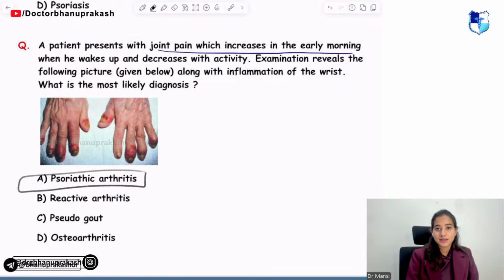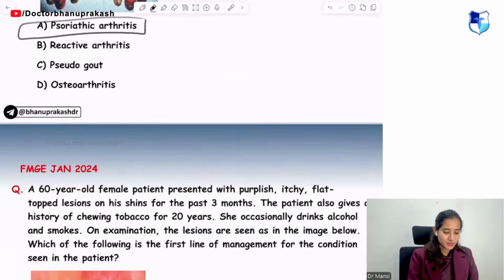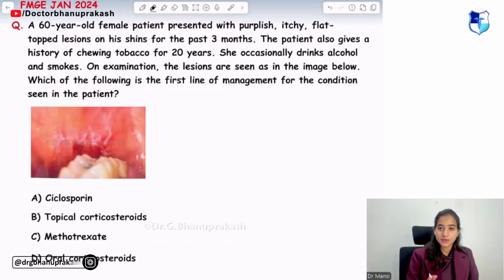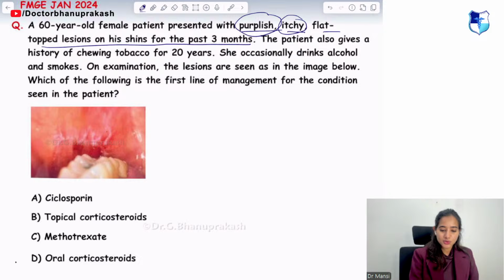We already discussed it today. So this is a case of psoriatic arthritis. Just go back and revise your session one more time. A 60-year-old female patient presented with purplish, itchy, flat-top lesions on her shins for the past 3 months. These are the things which you should think of. The patient also gives a history of chewing tobacco for 20 years. She occasionally drinks alcohol and smokes.